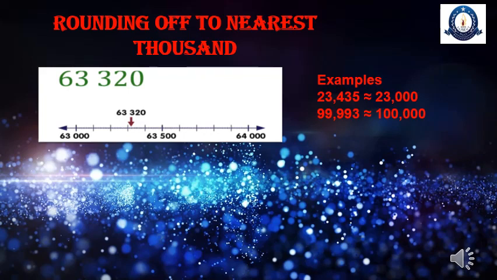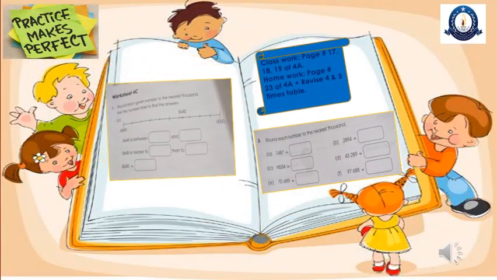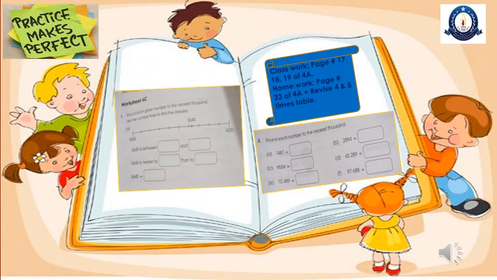Now let's see work. This is classwork for Tuesday. Look at the classwork. Do page number 17, 18 and 19 of 4A. And homework is do page number 23 of 4A plus revise 4 and 5 times table. First open page number 23. It's a revision page. You will do number in words. You will write the place values and you will write number in sentence. Fine, it's a revision for you.